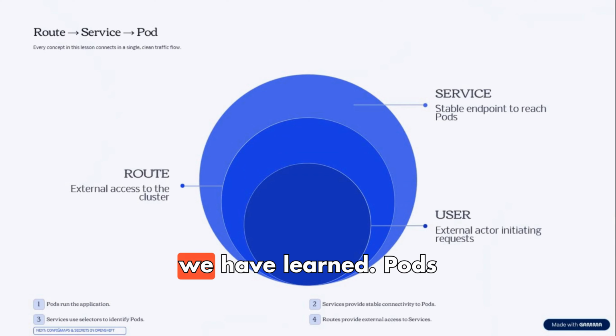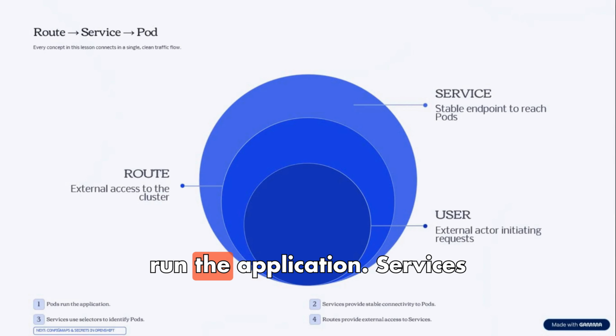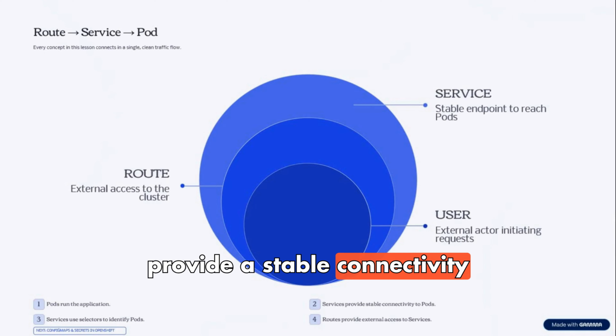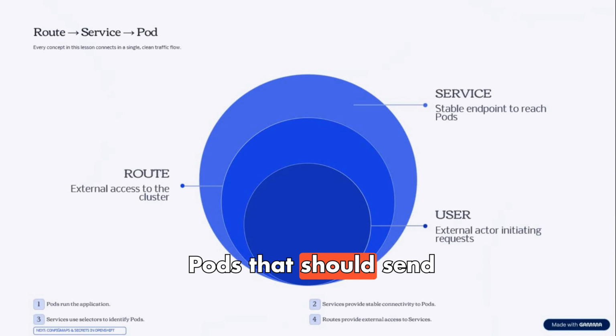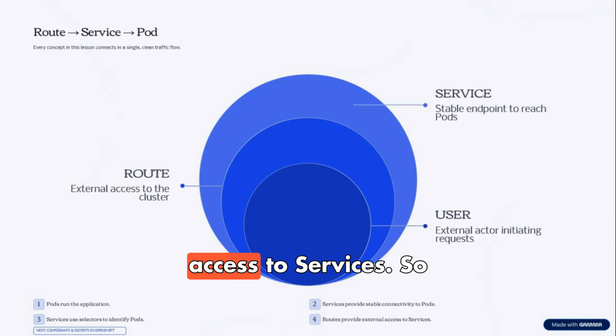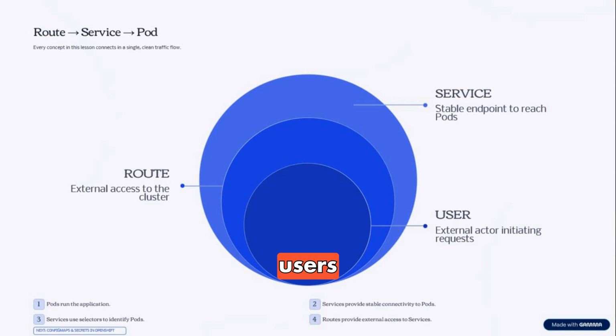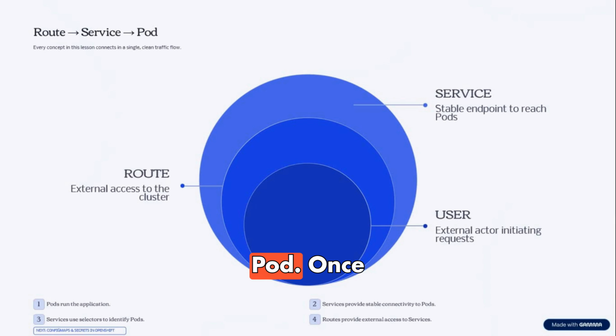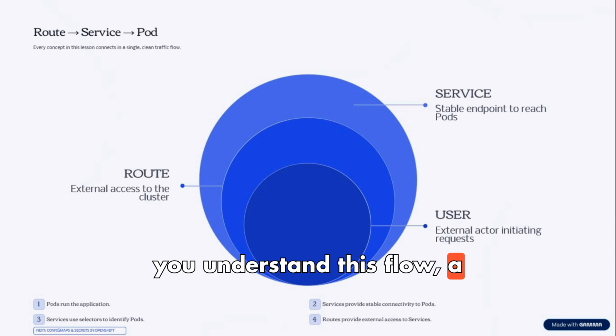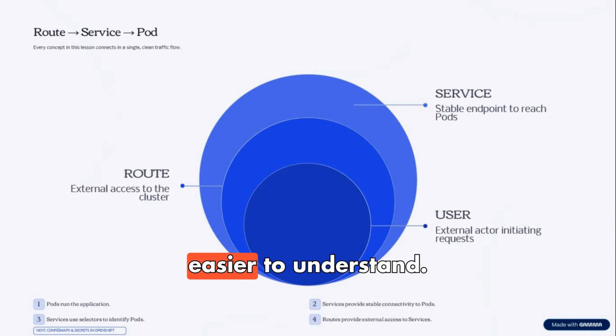Let's quickly recap what we have learned. Pods run the application. Services provide stable connectivity to the pods. Services use selectors to identify the pods that they should send traffic to. And routes provide external access to services. So the simple traffic flow to remember is: the user communicates with the route, the route communicates with the service, and the service communicates with the pod. Once you understand this flow, a lot of OpenShift networking becomes easier to understand.